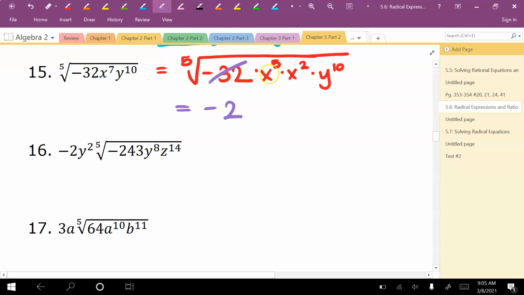X to the 5th is just going to become x. I can't do anything to x squared. Y to the 10th is going to become y squared. So the only thing that was left was that x squared. That has to stay underneath the 5th root sign.